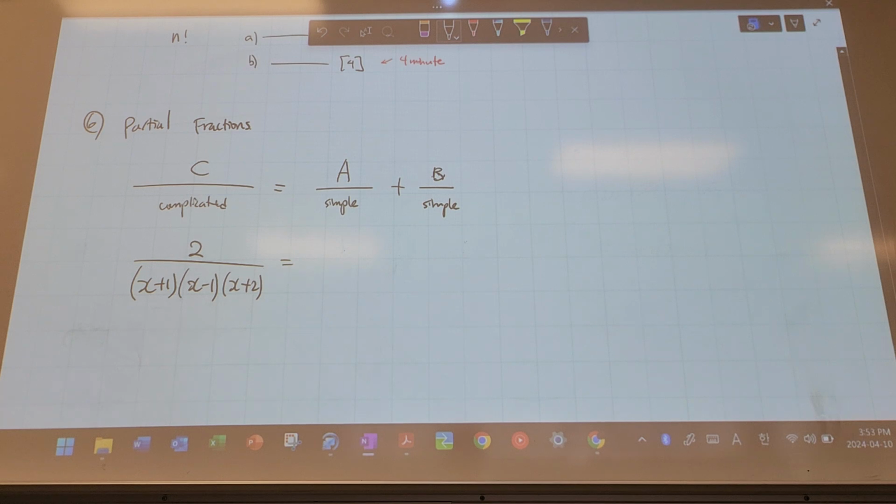Okay, let's say we have such a weird fraction, and we're trying to represent this as a over x plus 1 plus b over x minus 1 plus c over x plus 2. Why are we doing this, by the way? Because when you're doing calculus, or trying to integrate, it's easier if you put them into different parts.